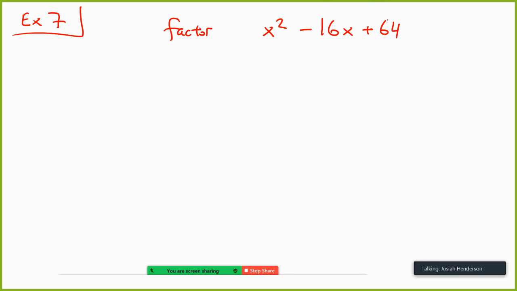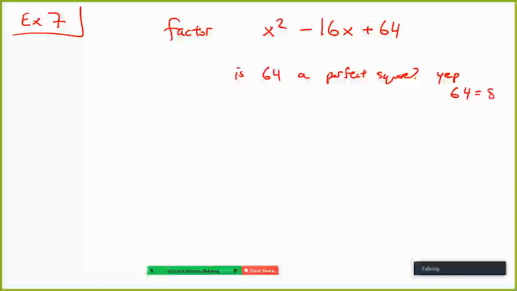Lost somebody. So check to see that the C number is a perfect square number. Is C a perfect square? Yeah, it is. It's 8 squared. Is 64 a perfect square? Yep. 8 squared. Then the square root of 64, we've found it already.